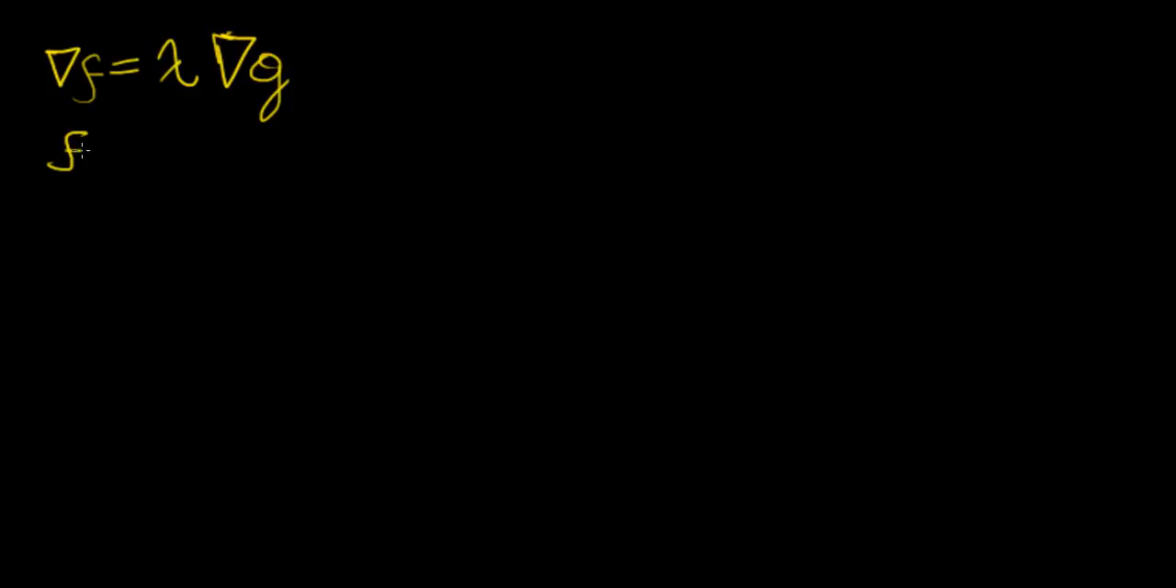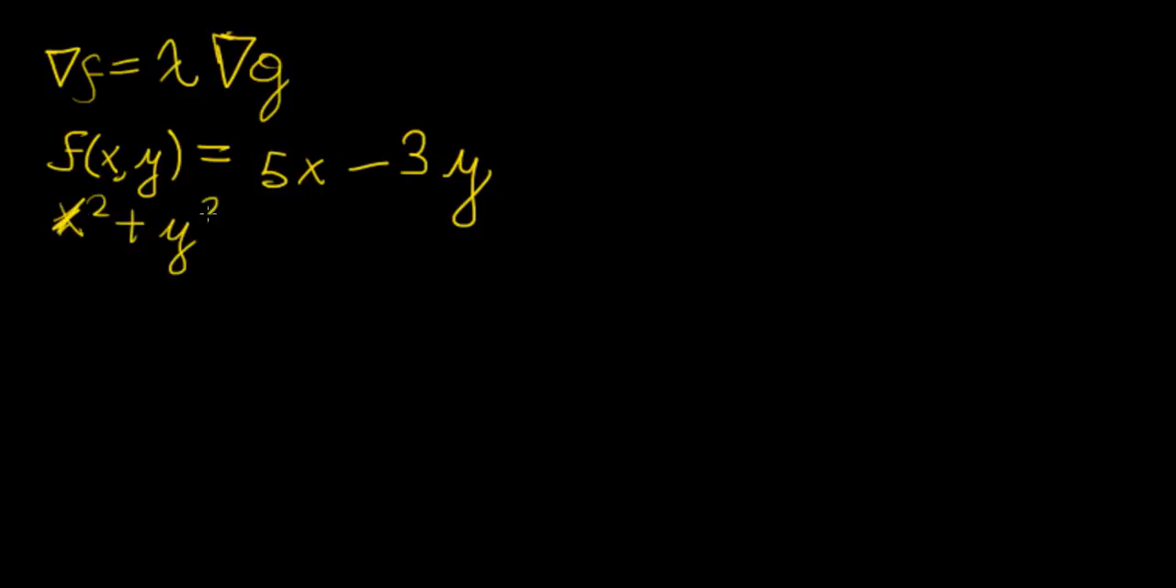So let's have the function of two variables equal to 5x minus 3y, very simple indeed. And then let's say we want to find the maximum and minimum values within the constraint of the circle x squared plus y squared equals 136.